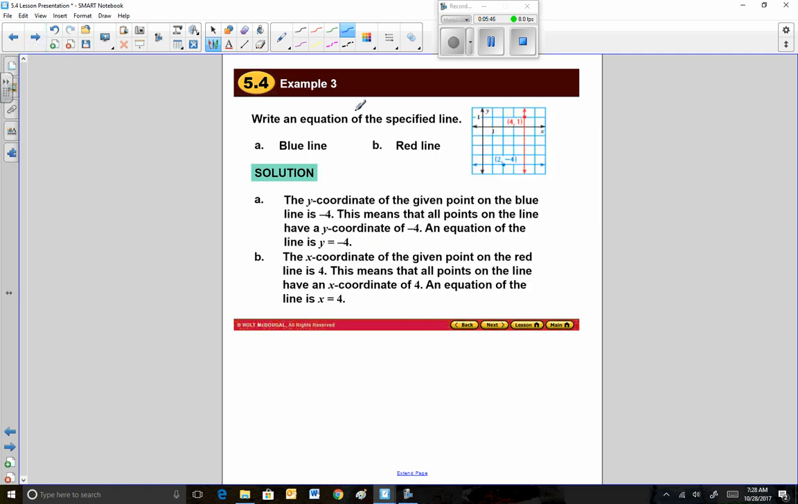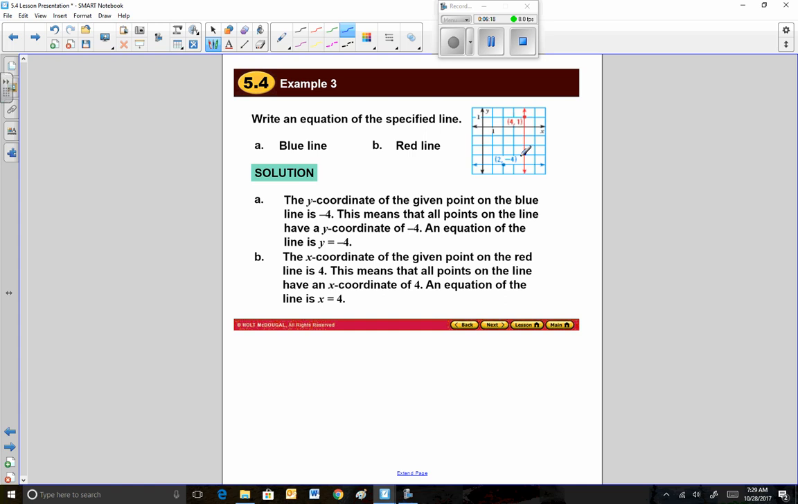All right. Let's try this one. Write an equation of the specified line, the blue line. The blue line is going right along here, and everywhere on this line, the y value is negative 4 because it's moved down the graph negative 4. So we write y equals negative 4. The red line, it's vertical, and everywhere on this line, the x value is going to be 1. So we write, oh, I'm so sorry. What am I thinking? The x value here is 4. All along here, the x value will be 4.